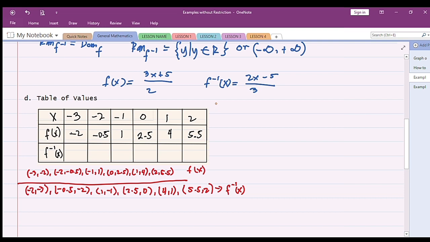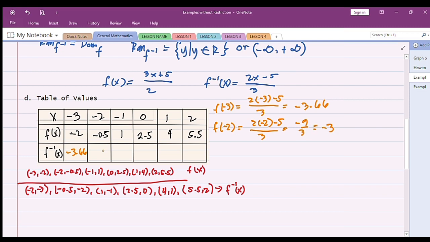We have f of negative 3 equals to 2 times negative 3 minus 5 all over 3. We're going to use this function, yung inverse na nakuha natin. The result of that will be negative 3.66, or 3.67. And also we have f of negative 2 is equals to 2 times negative 2 minus 5 all over 3. The result of that is negative 9 over 3, equals to negative 3.